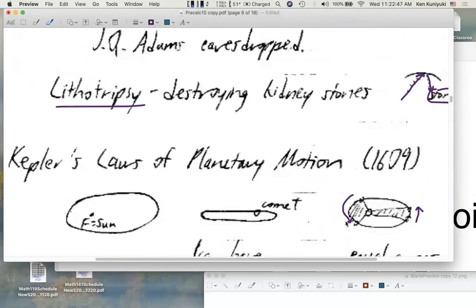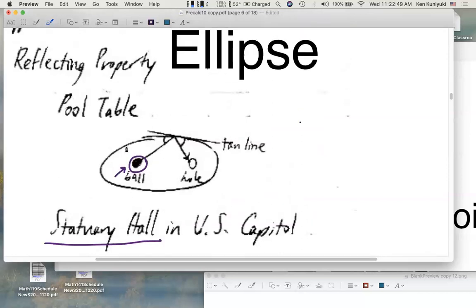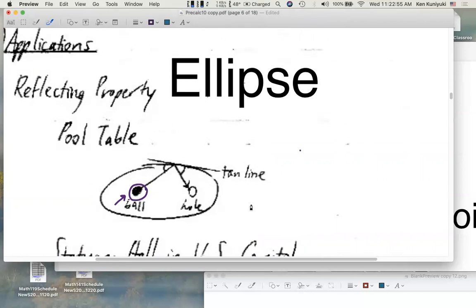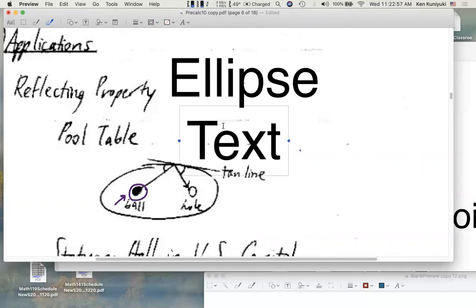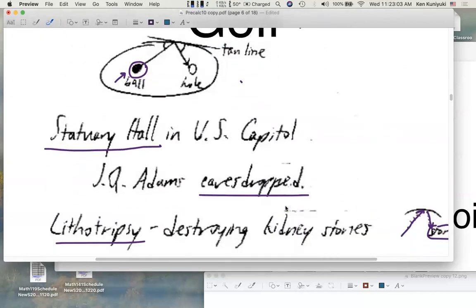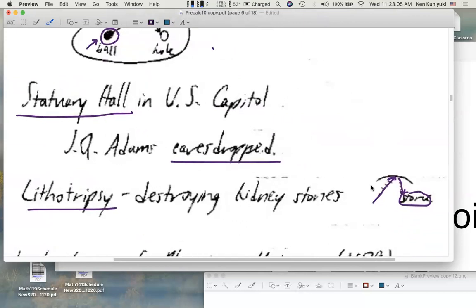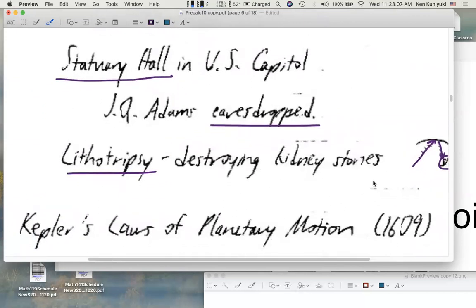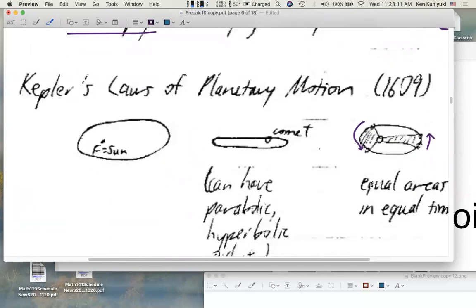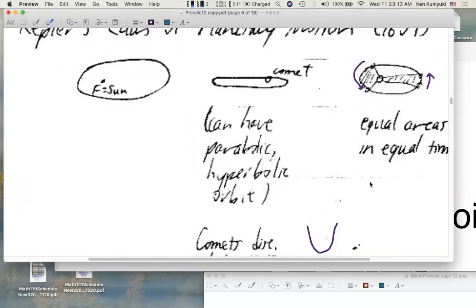But ellipses have a nice reflective property if you enjoy pool, like a pool table, right? A pool ball here, hole here. Really more like miniature golf. Miniature golf is a better example because pool tables don't work like that. Also, if you're eavesdropping, like John Quincy Adams. Lithotripsy, if you have kidney stones, which are painful. Kepler's laws. Planets, comets have elliptical orbits, or conic orbits in general.